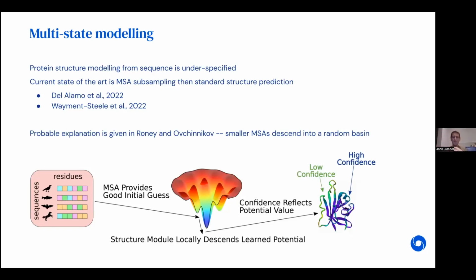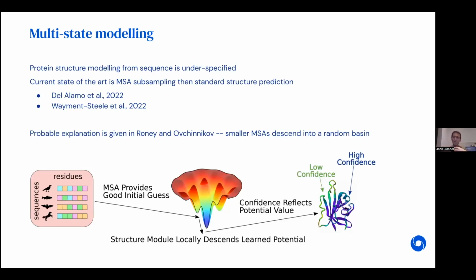And I quite like, I took from Sergey and James Roney's paper, really thinking of this as having a rough energy surface that represents the basins that, say, AlphaFold can fall into. And if you reduce the MSA, you get some randomization early on. And so in the later parts of the network, when it's really locking down and refining a hypothesis, maybe it ends up refining a different one.